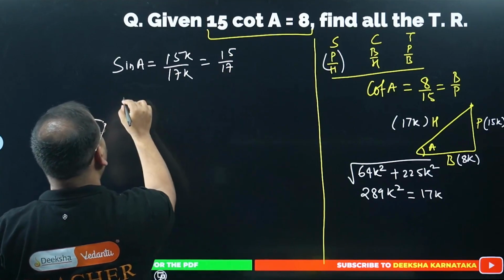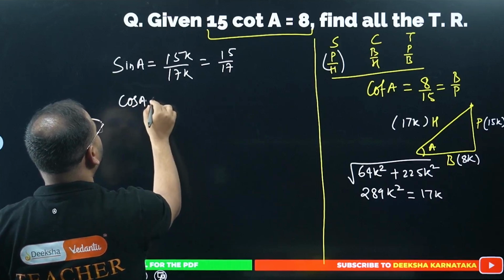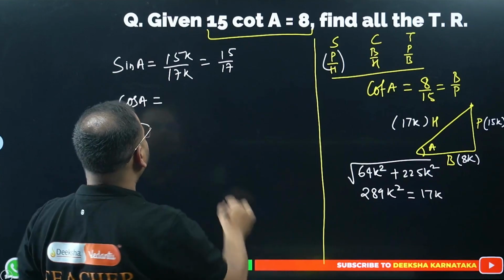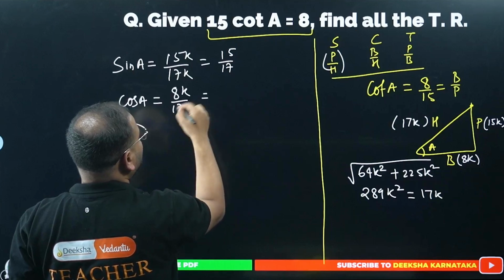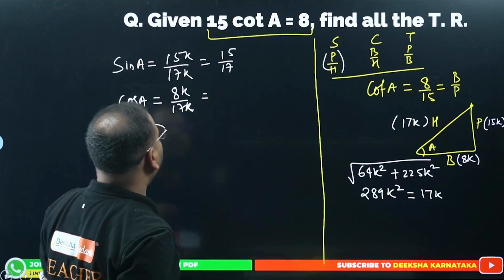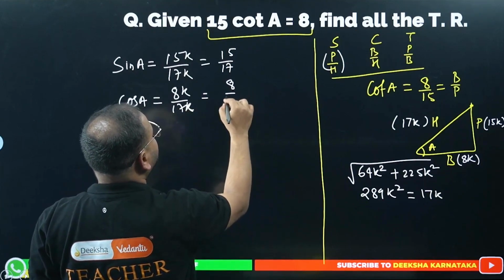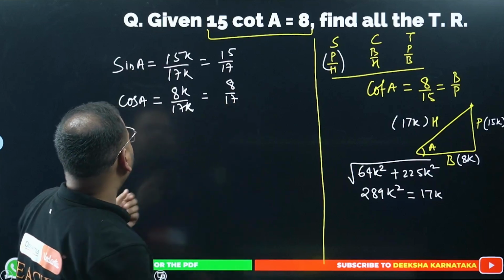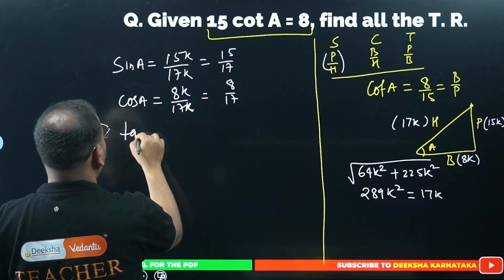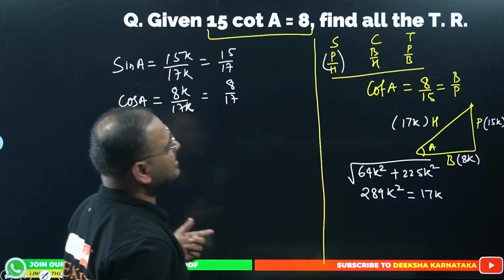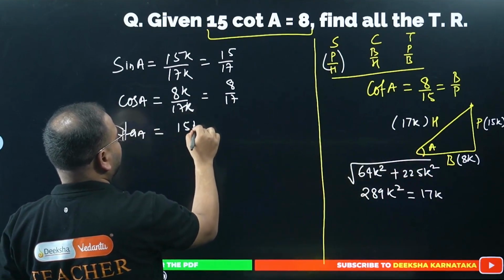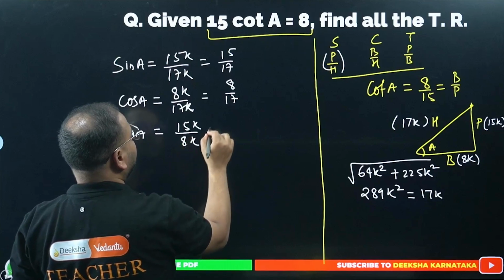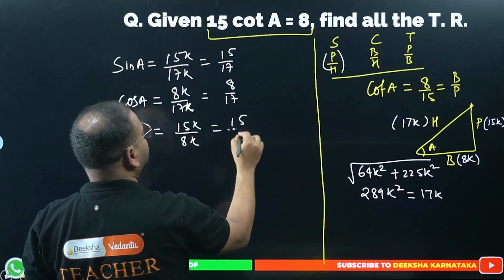What about cos A? Cos A will be B by H. What is B? 8k. So I can write this as 8k by 17k. K cancels out. I have the answer as 8 by 17. What about tan A? You can take the ratio, but I have the values. I'll take directly 15 by 8, or the reciprocal of cot also. So 15k by 8k. Answer is 15 by 8.